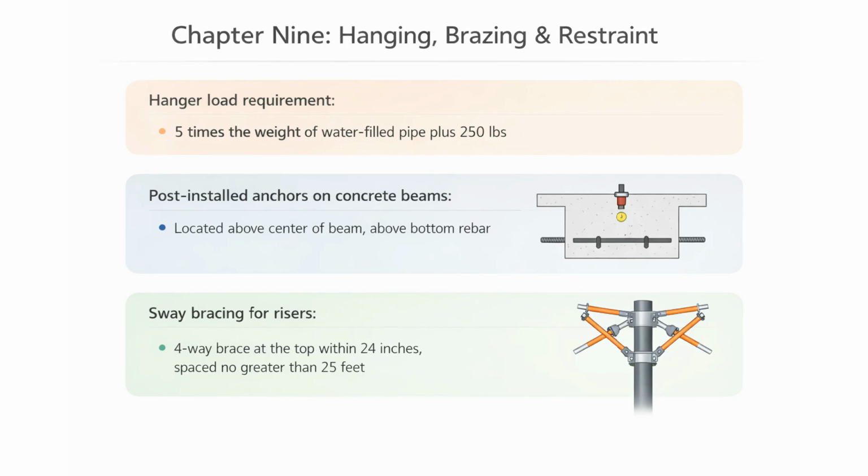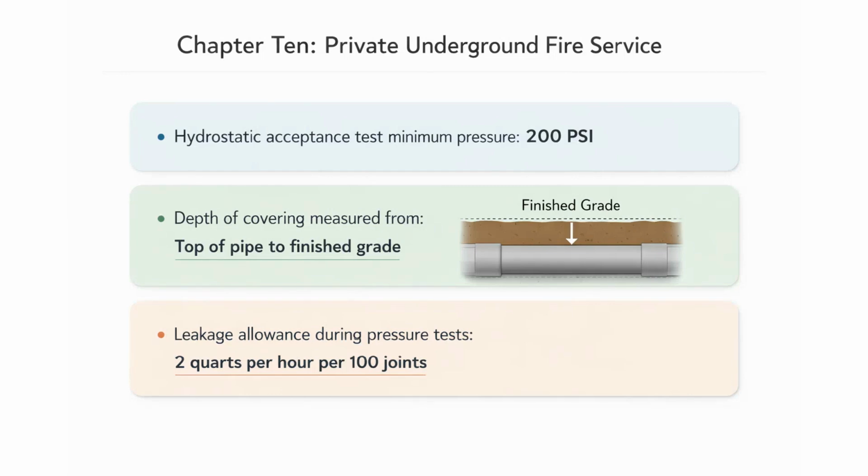Chapter 10 covers private underground fire service. During a hydrostatic acceptance test for underground piping, the minimum required pressure is 200 psi. When measuring the depth of covering for buried pipe, always measure from the top of the pipe to the finished grade. And remember, during pressure acceptance tests, the allowable leakage is 2 quarts per hour per 100 joints.